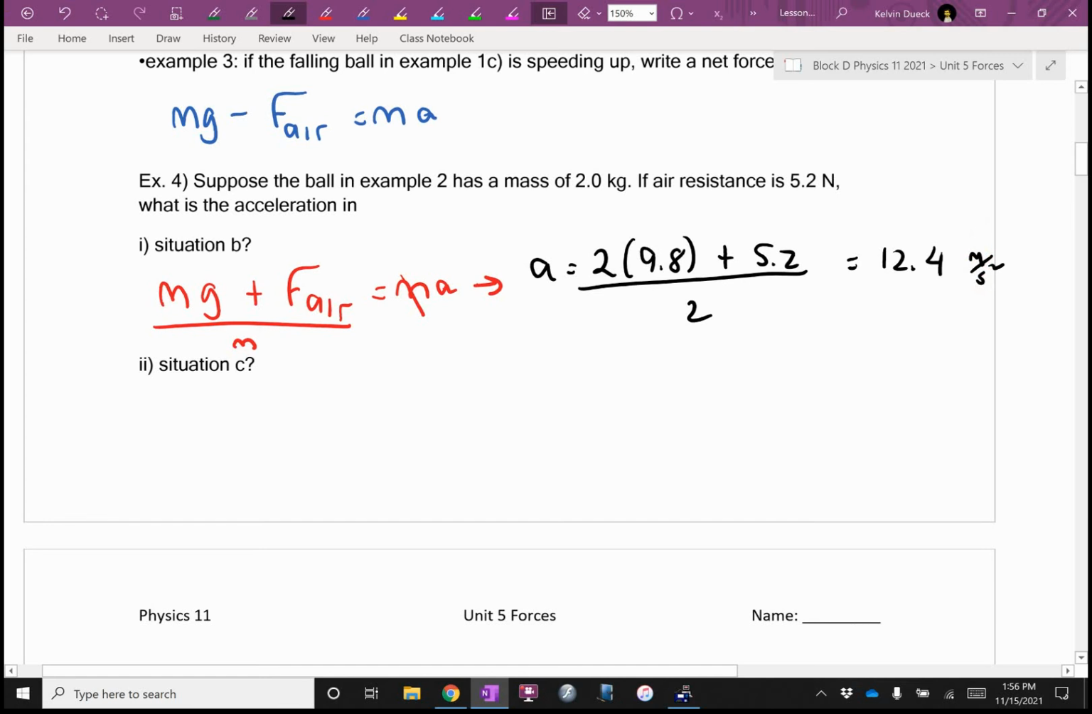Mr. Duke, that's bigger than 9.8. Yeah, this time, because not only is gravity slowing it down, air resistance is slowing it down, so the acceleration will be bigger than 9.8. Yes, it will be. Now we're being a bit more accurate with our free fall.